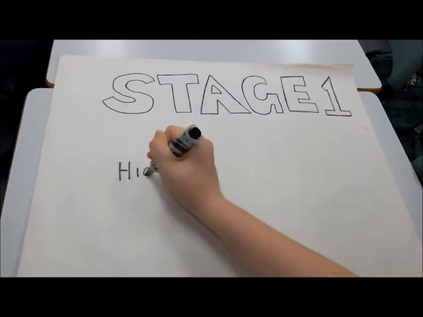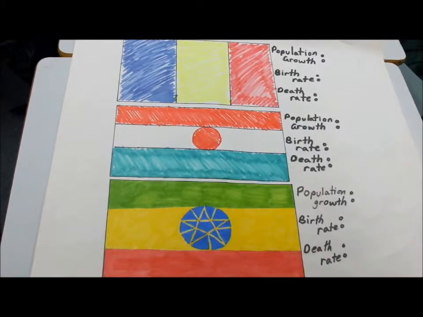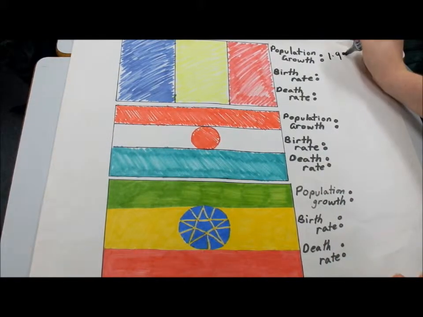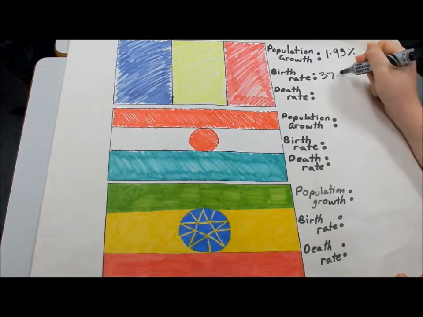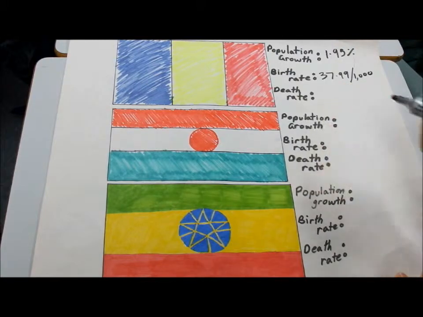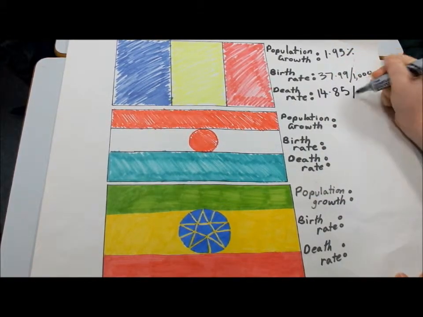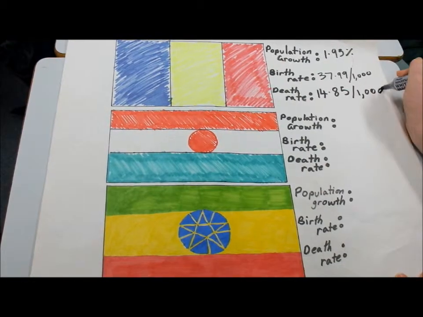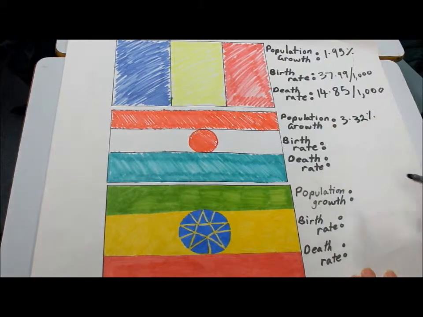Stage 1. High fluctuating. Countries placed in the Stage 1 category generally have high fluctuating birth and death rates. This means that the population growth remains stable. 3 examples of countries at Stage 1 of the demographic transition model are Chad, Niger, and Ethiopia. Chad has a population growth rate of 1.95%, a birth rate of 37.99 births per 1,000, a death rate of 14.85 deaths per 1,000. Niger has a population growth rate of 3.32%.